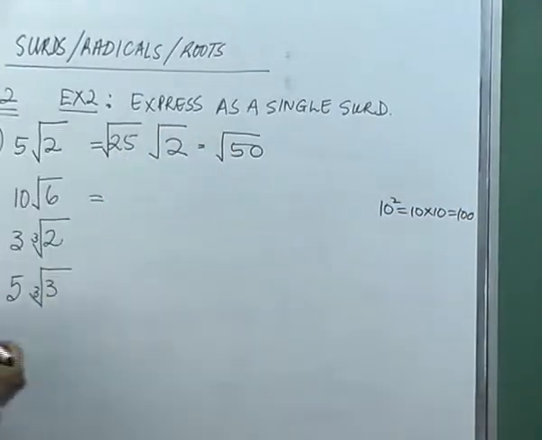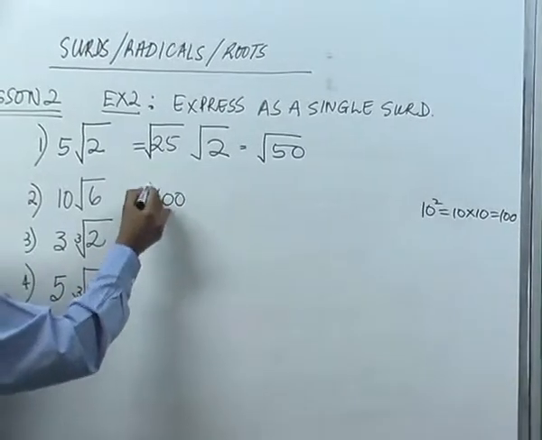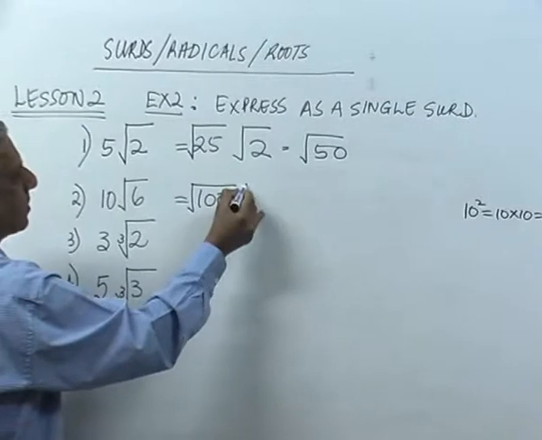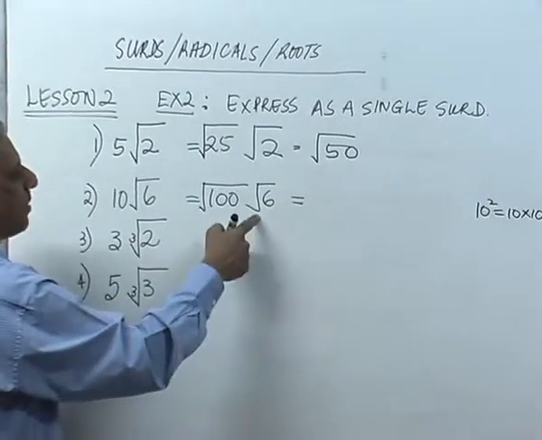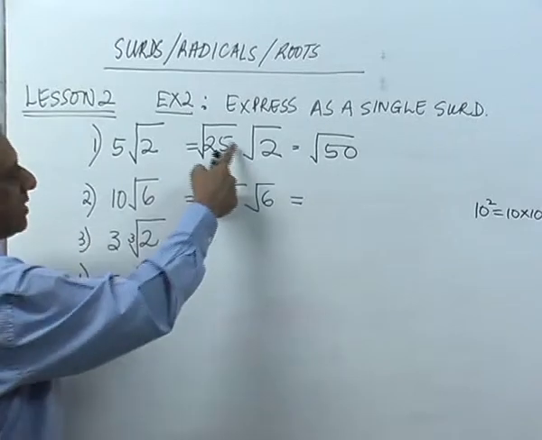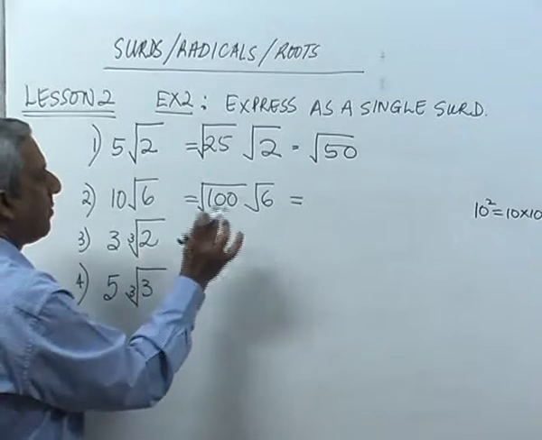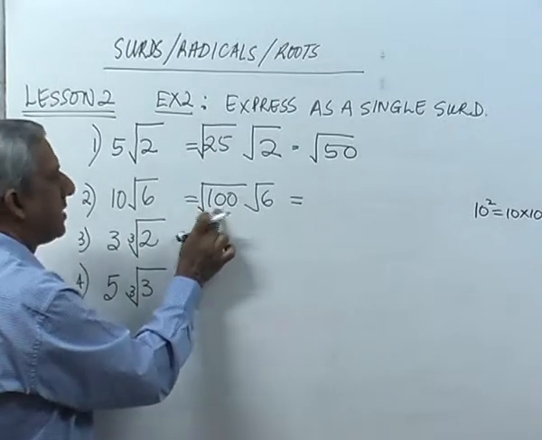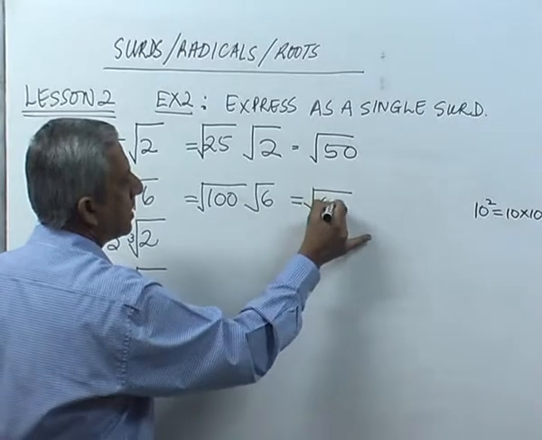Sorry, which is 100. So, 10 times 10 is 100. Square root of 100, square root of 6. Now these two are being multiplied. No multiplication sign here. It is understood. Understood means it's there but it's not written. So it's 100 times 6. You get square root of 600.